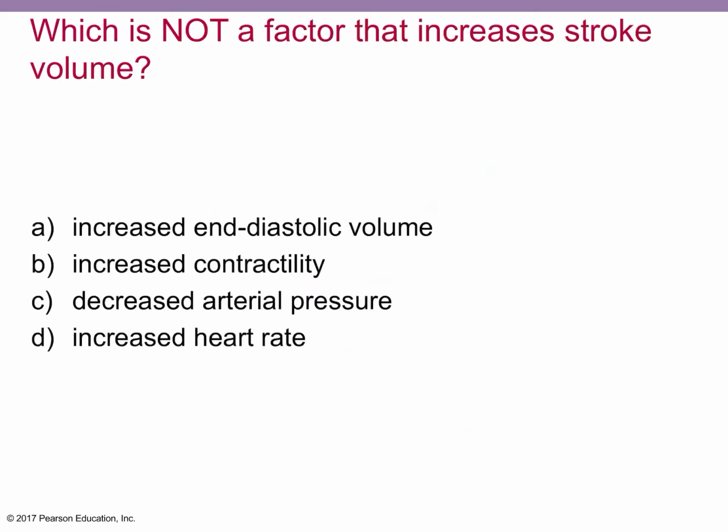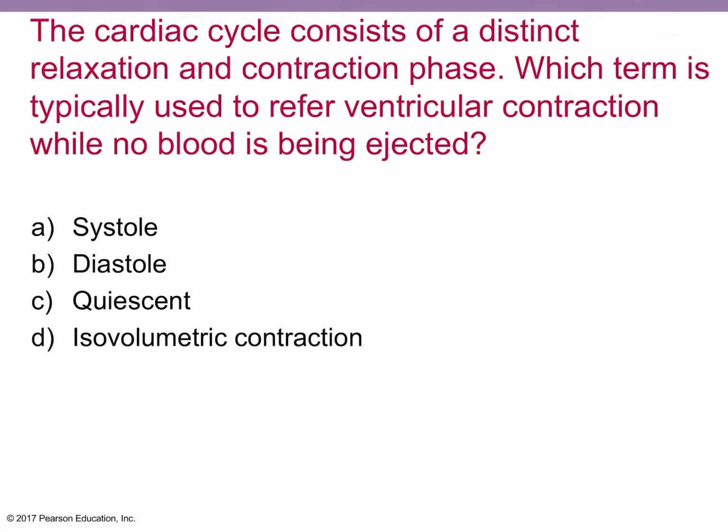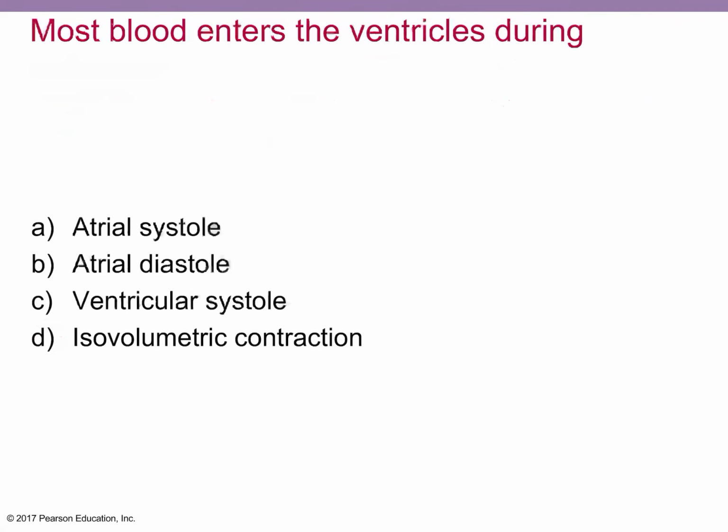Our review for part 2: which is not a factor that increases stroke volume? Okay, so letter D. This factor increases the cardiac output, but not stroke volume. The cardiac cycle consists of a distinct relaxation and contraction phase. Which term is typically used to refer to ventricular contraction while no blood is being ejected? This actually belonged in the first part of this lecture, but this is going to be answer D.